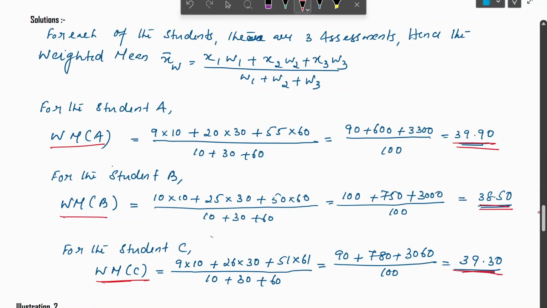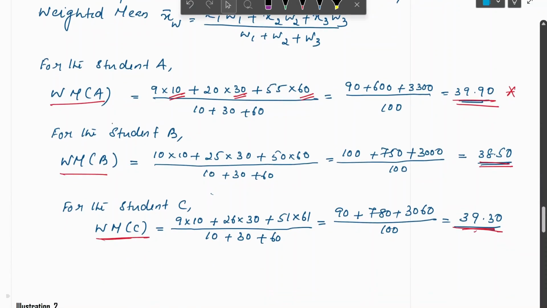Because of the weighted average, we have considered the importance of the test, because the semester end examination is given more weightage, and for the unit test 30 and for the assignment, that is 10. Now, according to the result, see whose performance is better. That is A, who scored 39.9. Therefore, this is the better score. And next is C, and last one is B. Therefore, you can write the answer that the student A performance is better than B and C.